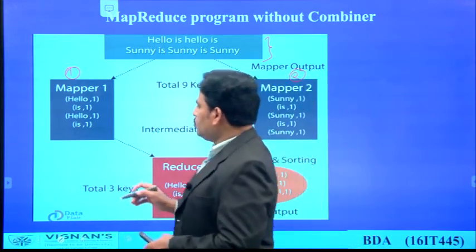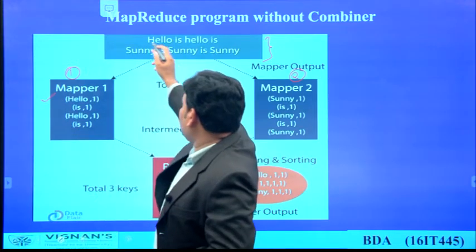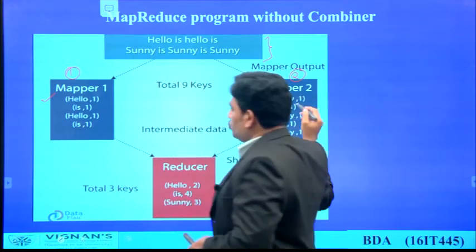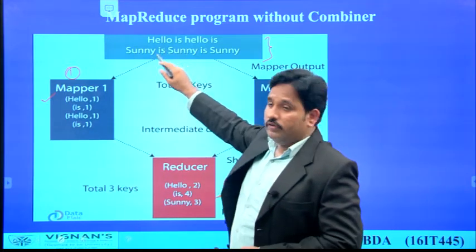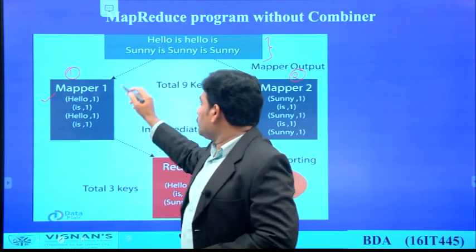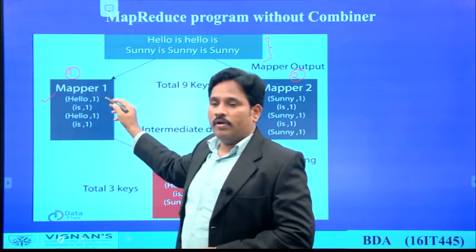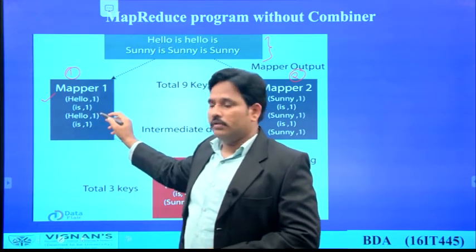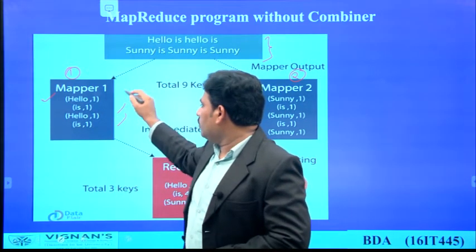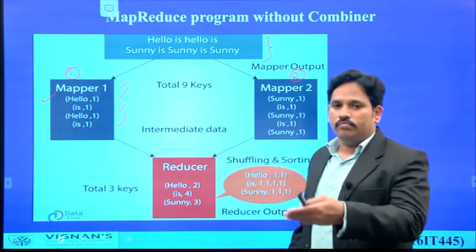The first line was given to mapper 1 and the second line was given to mapper 2. In the first line we have four words. The first "hello" is split and becomes hello comma 1, the second is comma 1, the third is hello comma 1, and the fourth is comma 1. That means we have four key-value pairs.